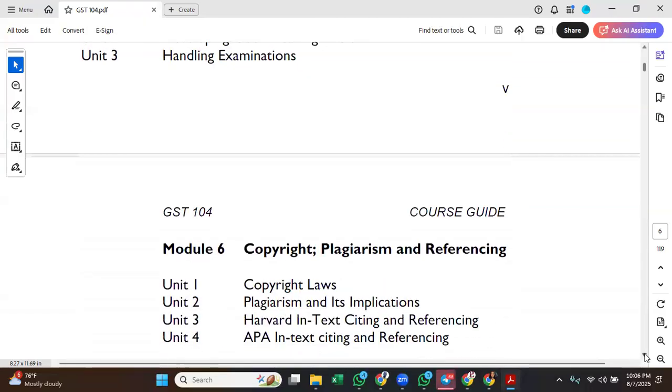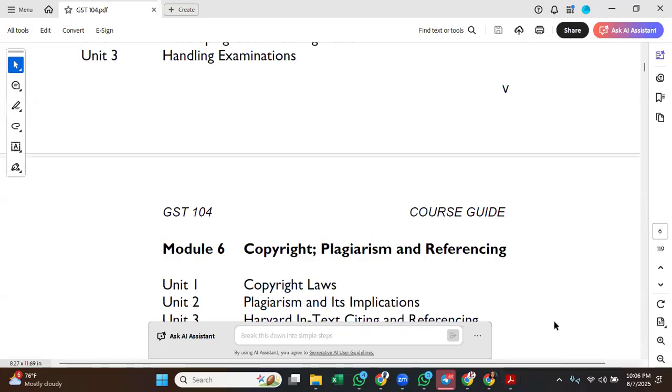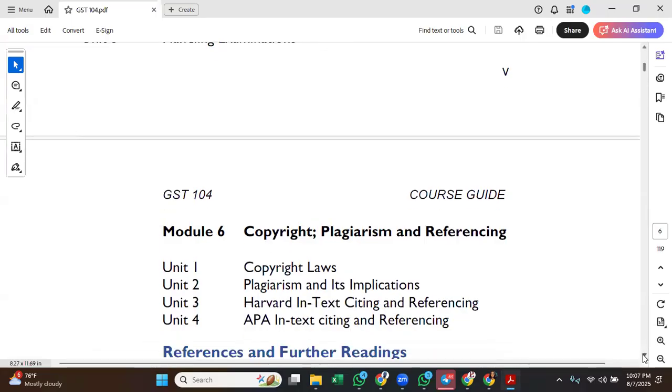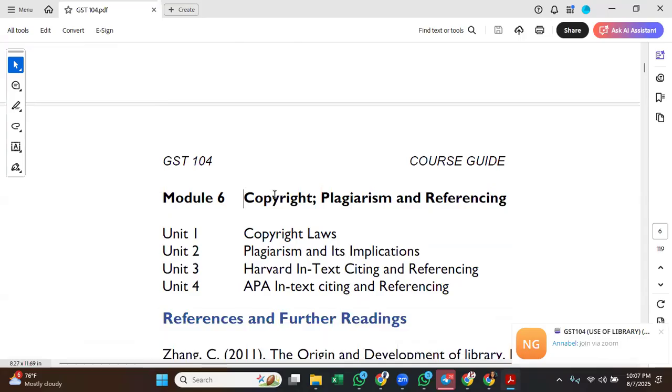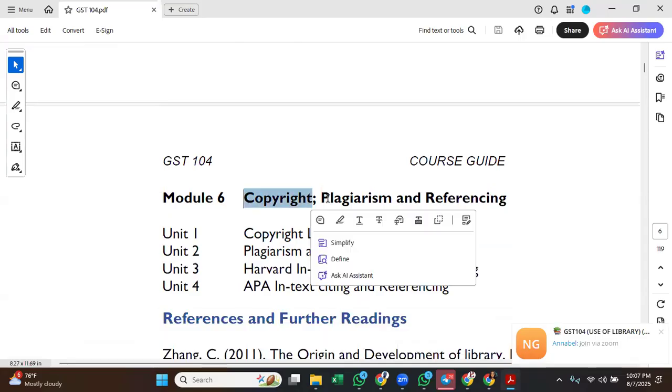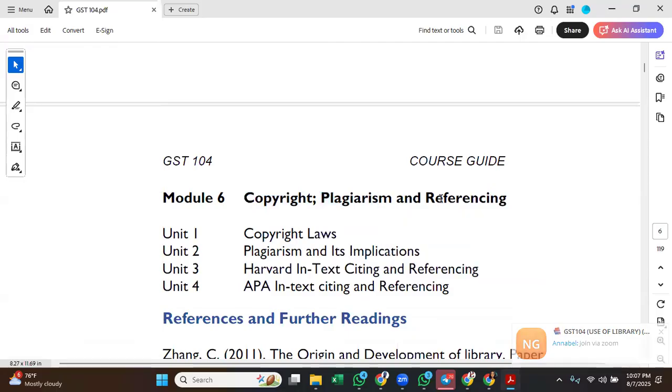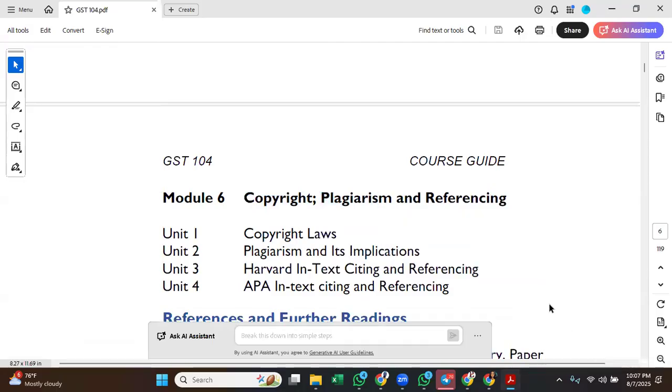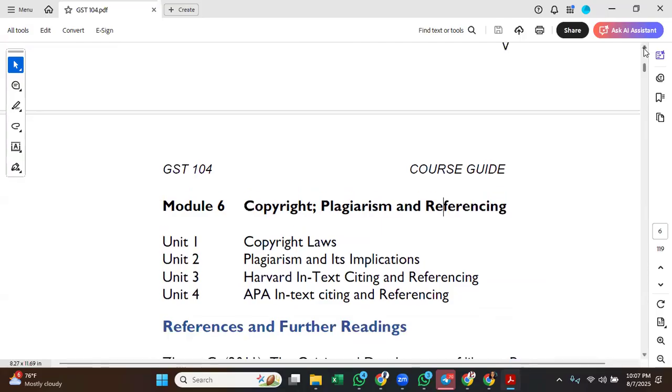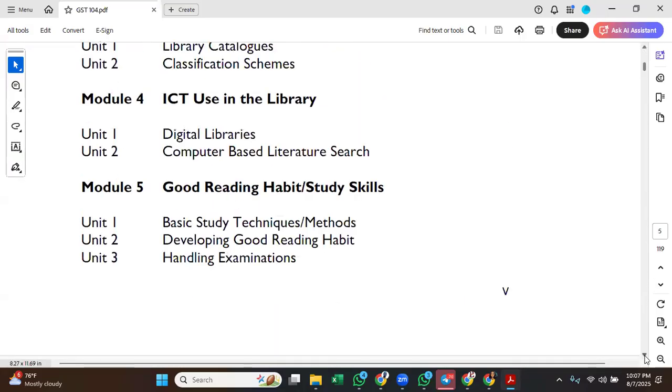Then we have copyright, plagiarism, and referencing. You need this module 6 very well so that when you want to write your final year project or any of your seminar, or even generally when you are trying to copy content from one place to another in order to modify them into your own, you will learn when it is wrong for you to copy somebody's own writing or when it will fall under plagiarism or referencing issue. And by the time we are done with module 6, we are done with this material.